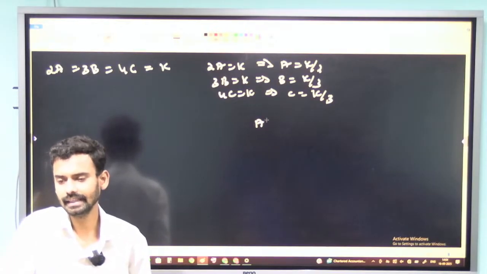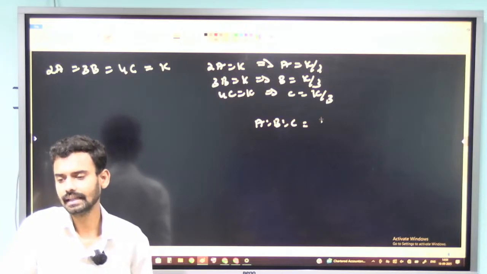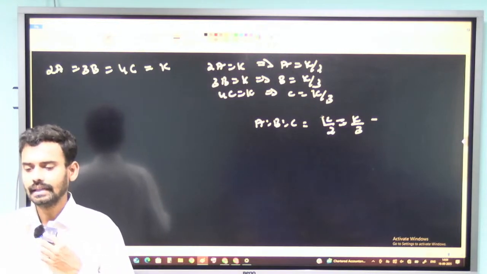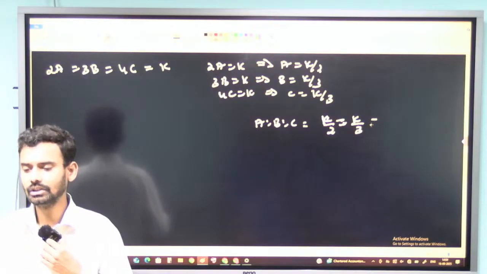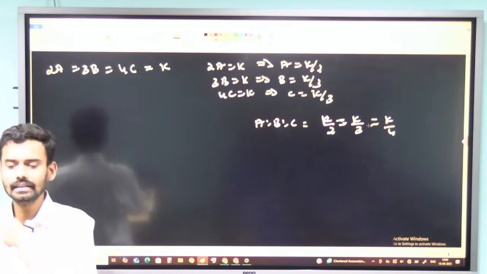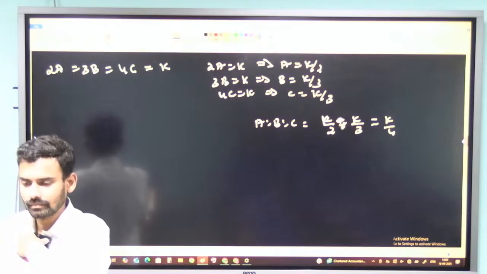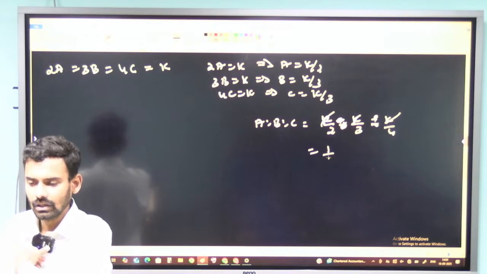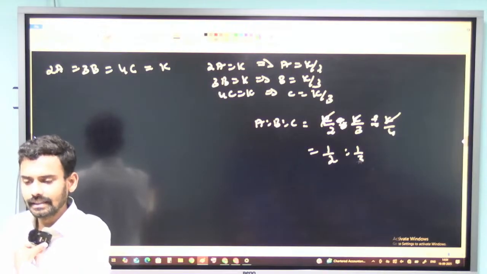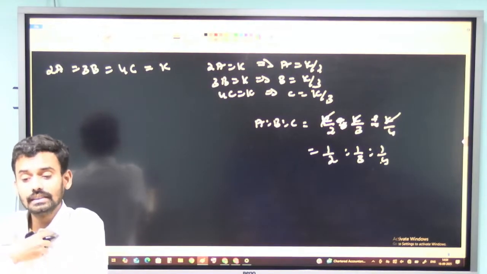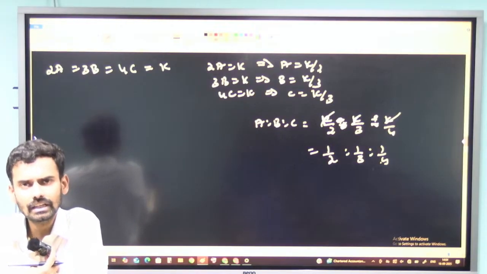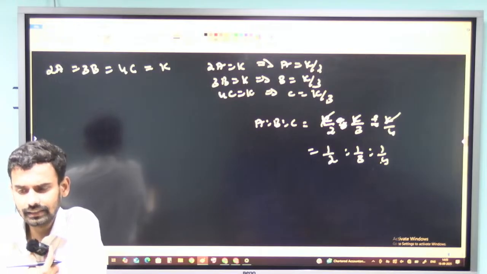Then we can find the A is to B is to C value, that is k by 2 is to k by 3 is to k by 4. But here the problem is, I can cancel k, no doubt, then I will get 1 by 2 is to 1 by 3 is to 1 by 4. This is the correct ratio, no doubt, but the problem here is we are having fractions. Generally, we don't prefer fractions in the ratios.